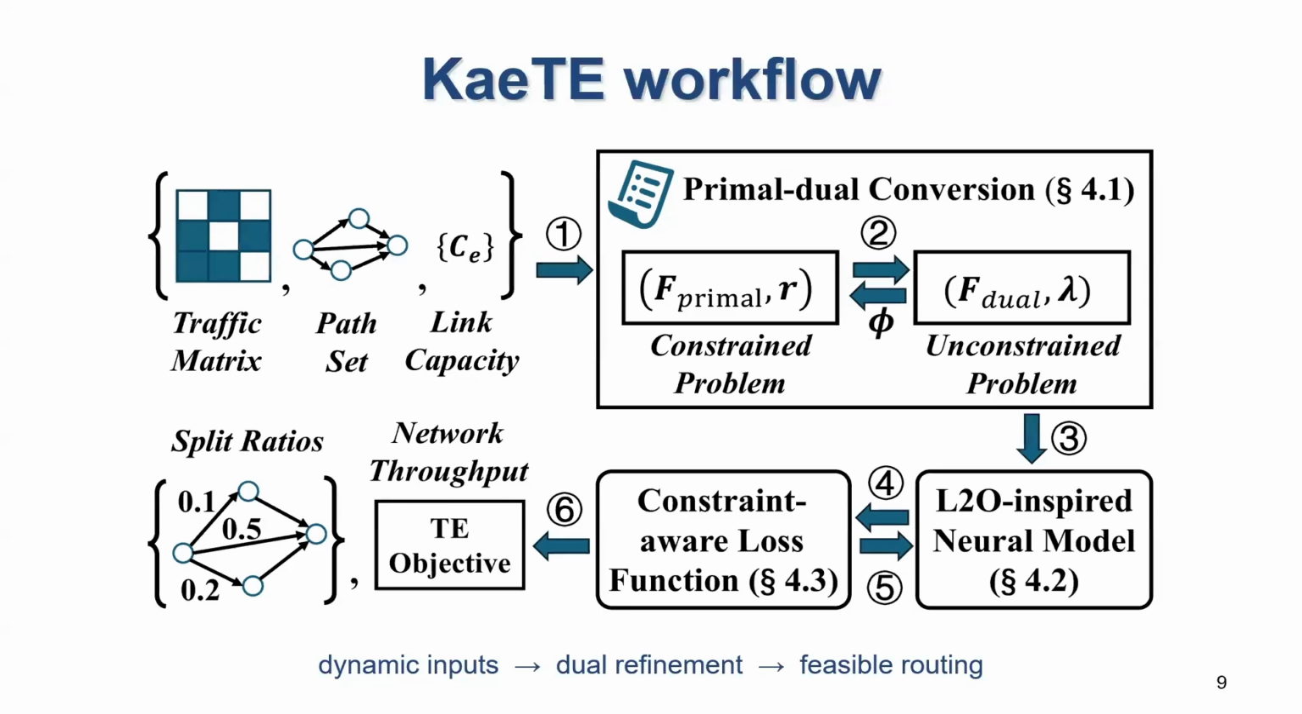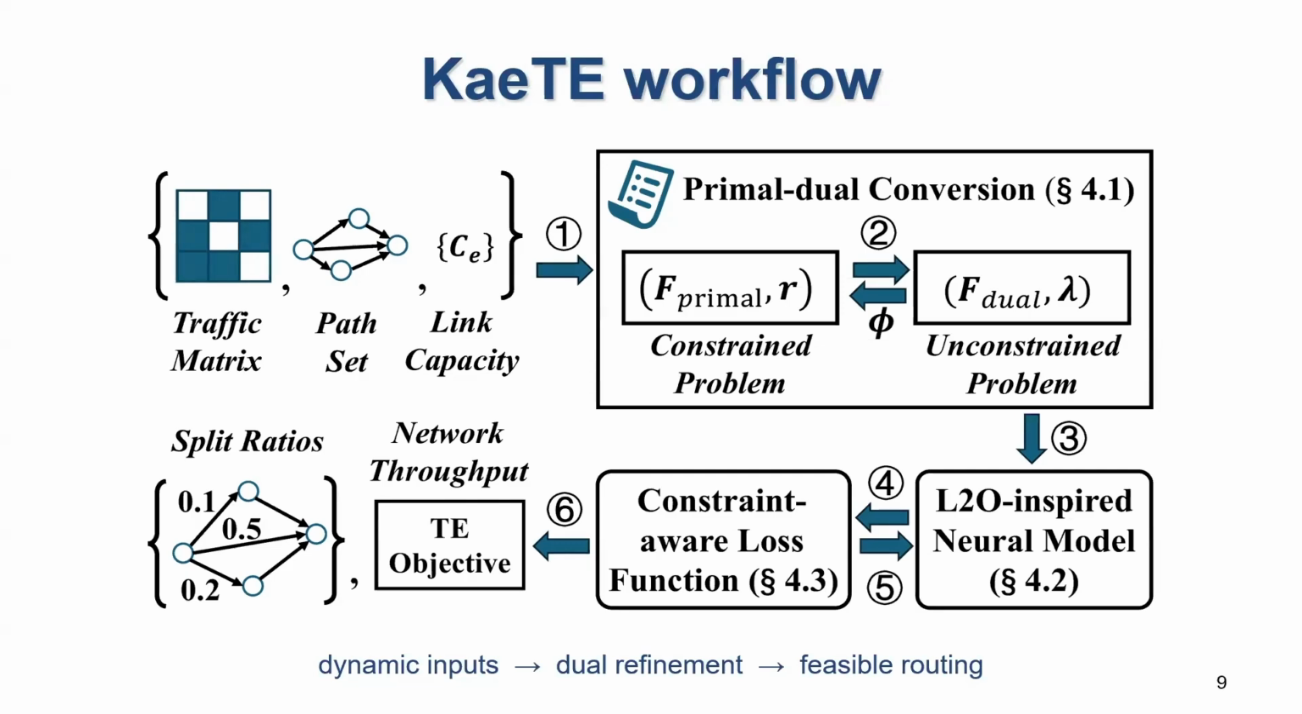We then introduce the KaeTE workflow. First, the network operator should specify 2 parameters, namely the iteration time T and the regularization coefficient tau. During deployment, a new traffic matrix, offset, and capacity vector instantiate the constrained primal problem.